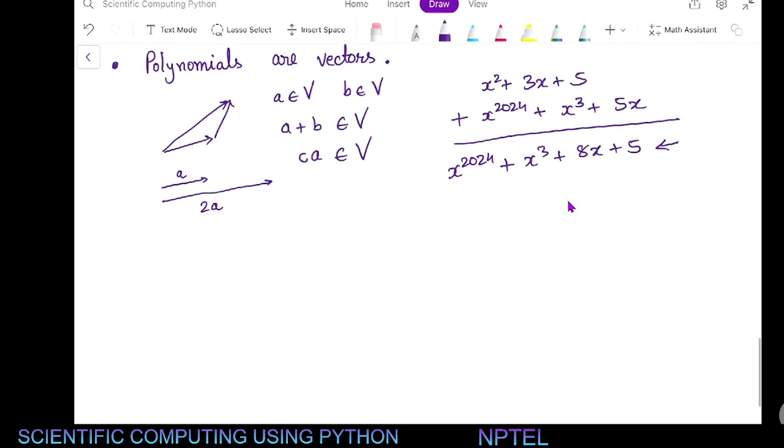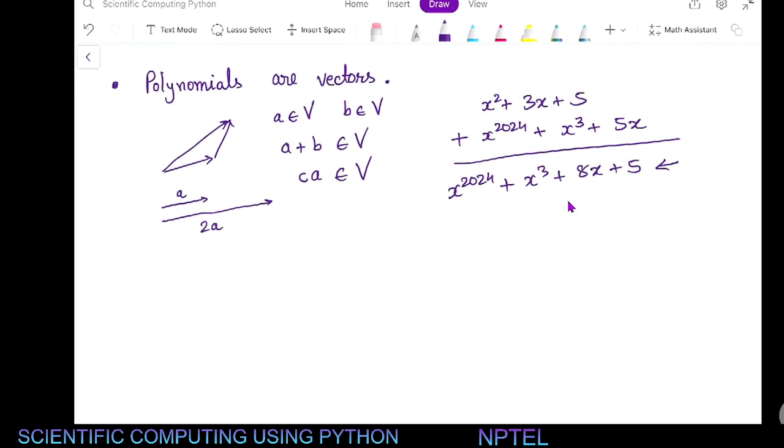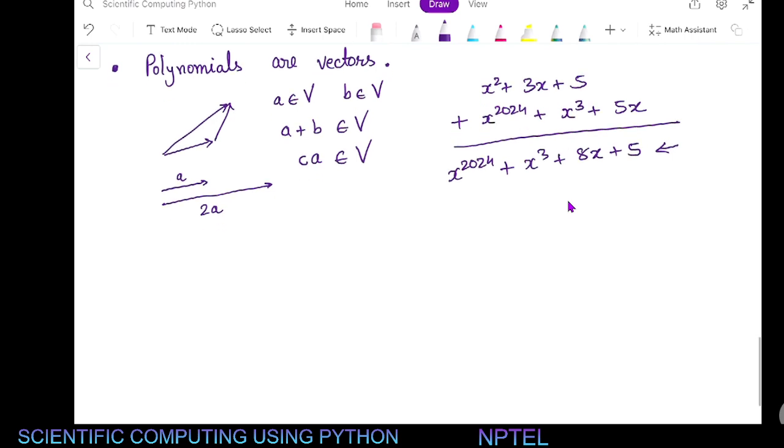Now vectors in themselves need not have directions and angles. So how do we define a vector space? We define a basis. Most generally, if we have x and y, we say there is a unit vector along i and a unit vector along j, and if there is some point, we can say 3i plus 2j, right?